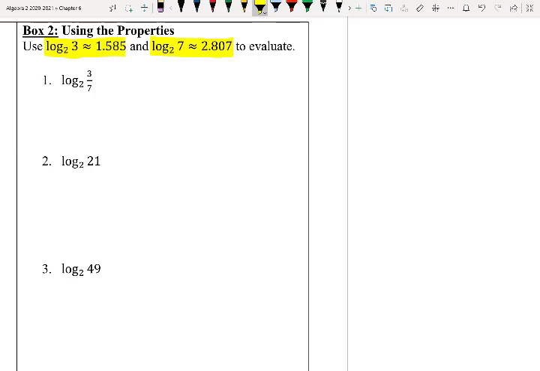So what we have to do is rewrite them. We're going to use the properties that we just looked at back in box 1 to rewrite these so that it's just in terms of log base 2 of 3 and log base 2 of 7, because those we have our approximate values for. If we can get it into just log base 2 of 3 and log base 2 of 7, we will be able to substitute those values in and get our solution.